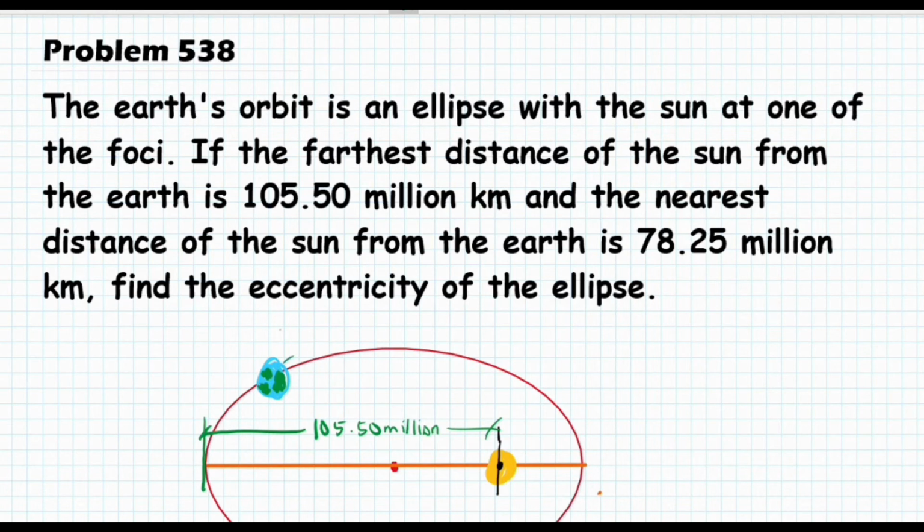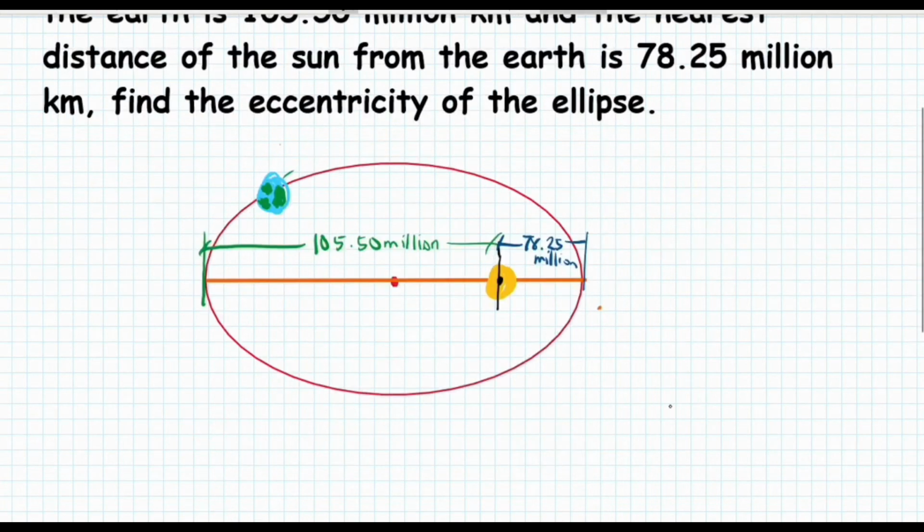So, paano nangyayari yan? Kasi, halimbawa daw ito si Earth, nandito na siya. Okay, nandito na sa Earth. Ayan. So, ito na yung nearest distance niya from the Sun. Okay? So, ang gagawin natin ay lalagyan din natin ang label yan. This is what? Nearest is 78.25 million.